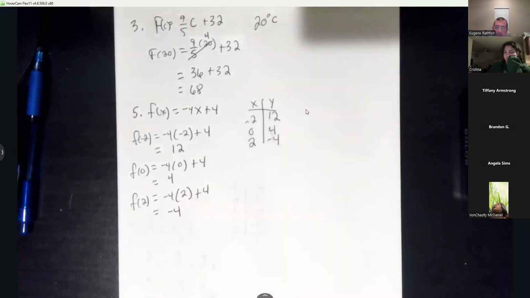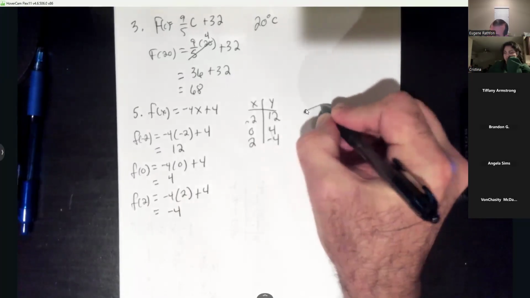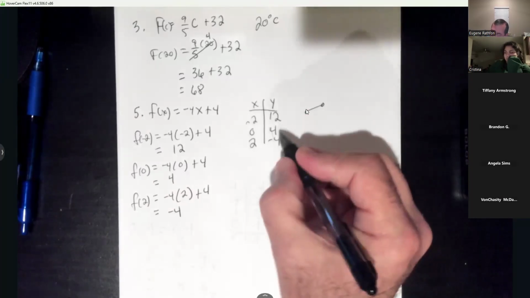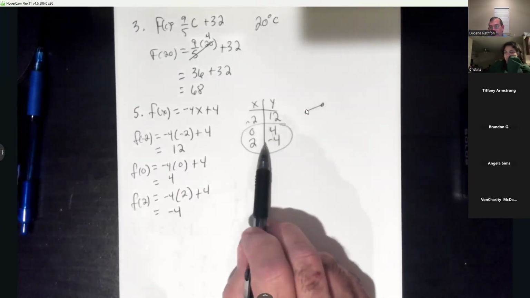Now, y'all, here's the thing. This is another line tool on number 5. It's going to be a line tool. I've only got to plot 2 of these, so I'm probably going to plot these 2 easier numbers when I graph it.